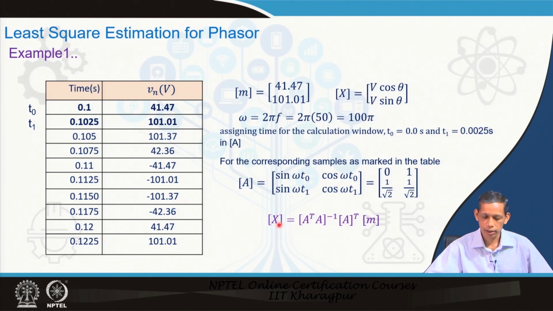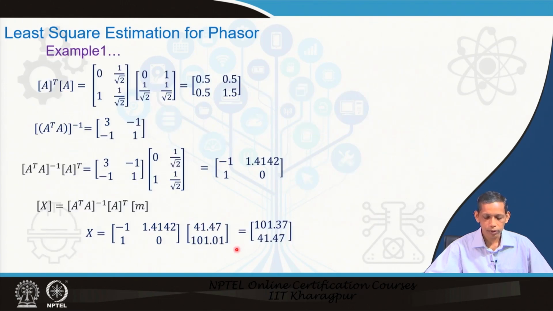And we can substitute in the least square estimation algorithm, x equals the pseudo inverse of A into m, then we will find the corresponding solution. So, A transpose A becomes this, and then A transpose A inverse becomes this for what we have computed, and then the pseudo inverse becomes this. Note that because this is a square matrix, the pseudo inverse is nothing but the inverse of A also. So, the inverse of A matrix becomes the same in this case, okay?